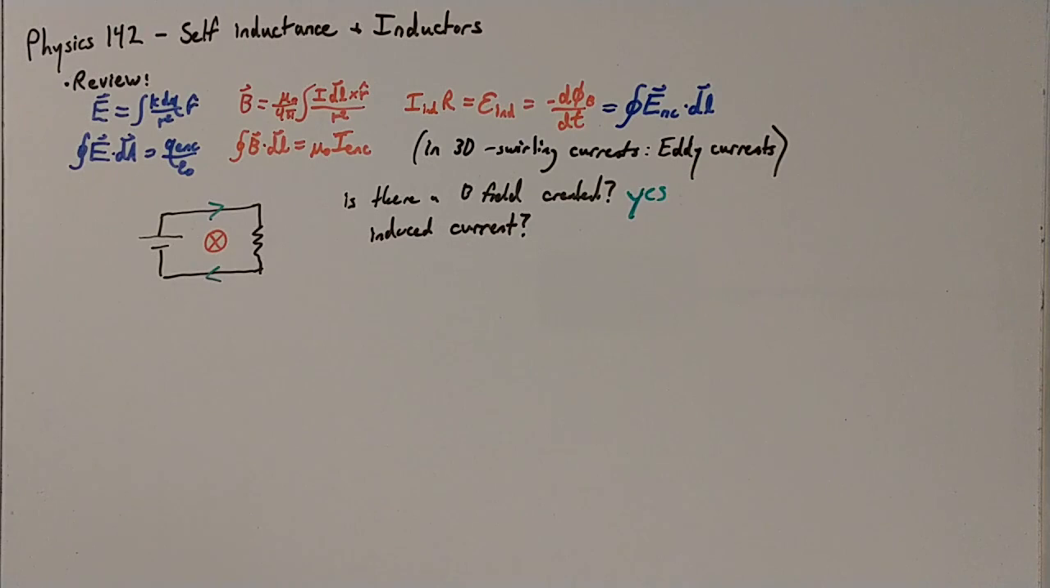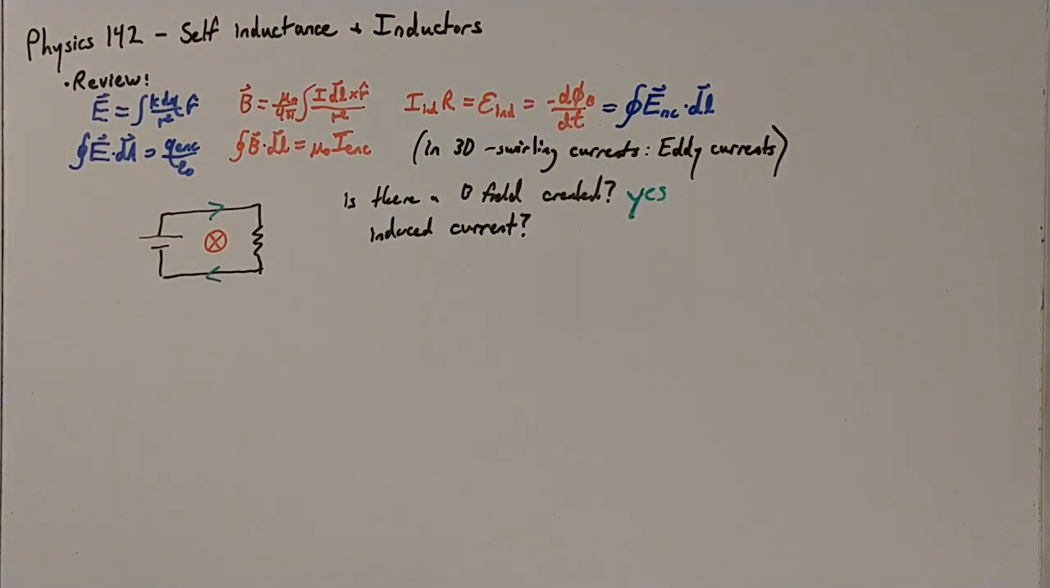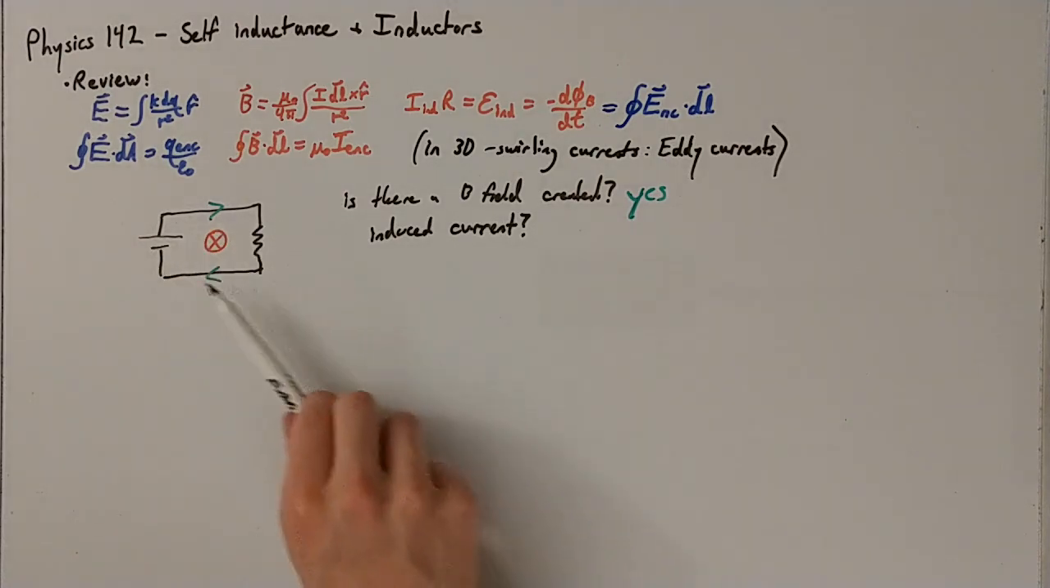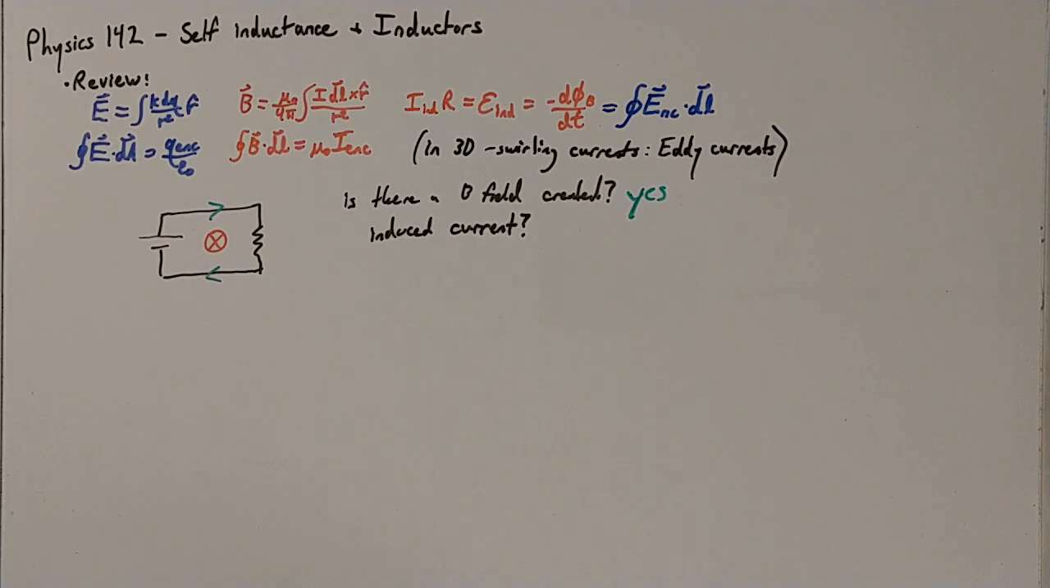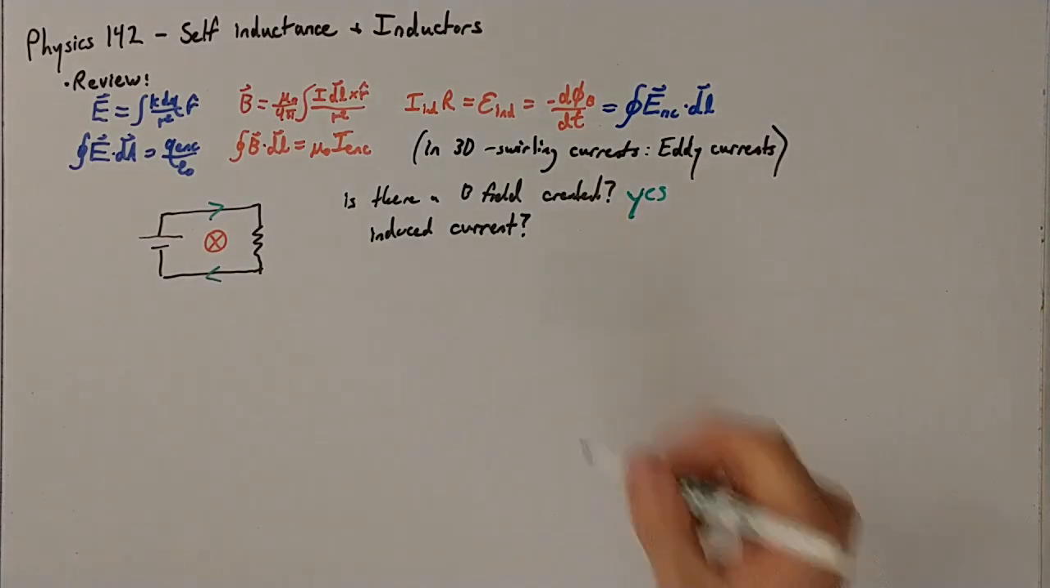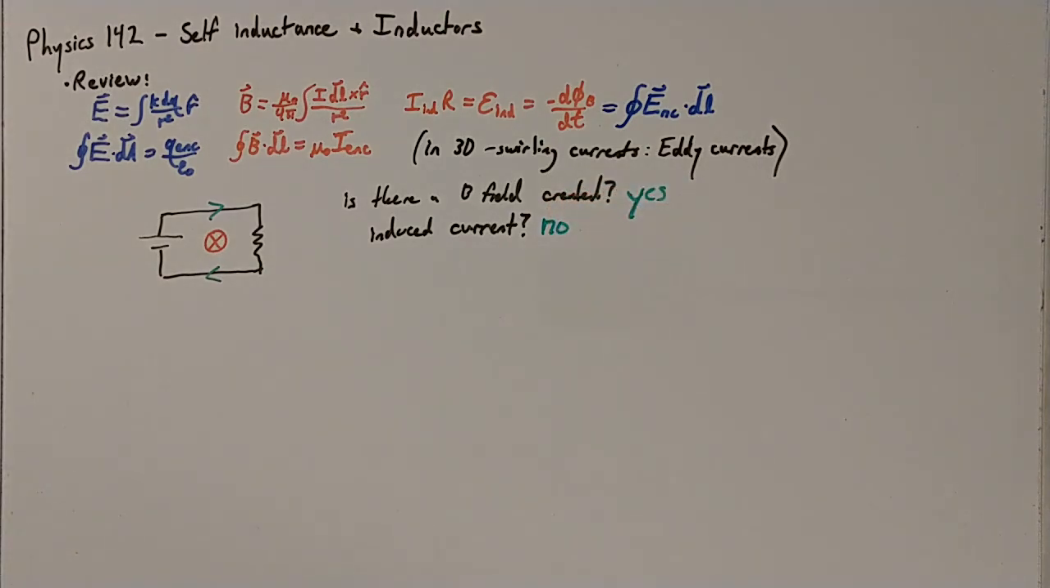To ask a question about induced current means we're asking whether the magnetic field is changing. We need to have a changing magnetic field to induce current. And here, if the current is steady, if we have steady current going around, we have a constant magnetic field, and so there's not going to be any induced current. So, no, unfortunately. All right, so that's all well and good.